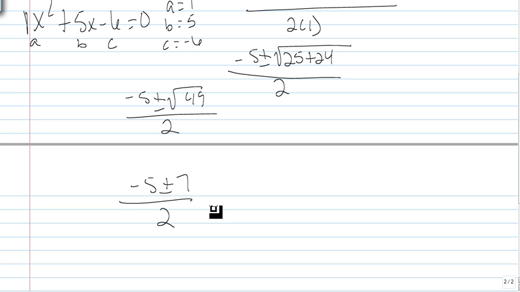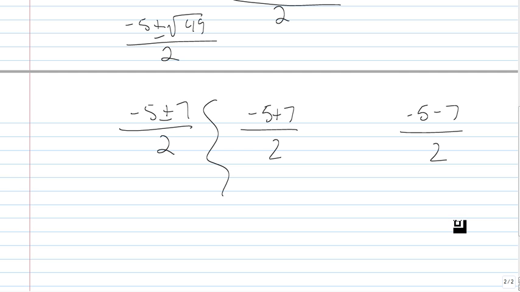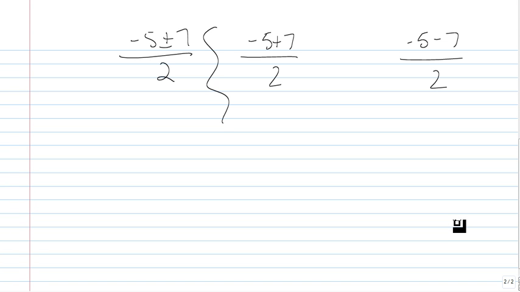Now, here's where the plus or minus comes into play. This breaks down into two parts. You have negative 5 plus 7 over 2, and you have negative 5 minus 7 over 2. This is where the plus or minus breaks down. Notice here that when you do this, you're going to end up having two answers. 9 times out of 10, when working with quadratic equations, you will always have at least two answers for your quadratic.